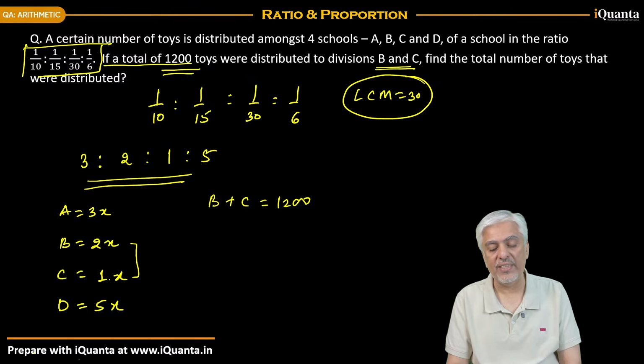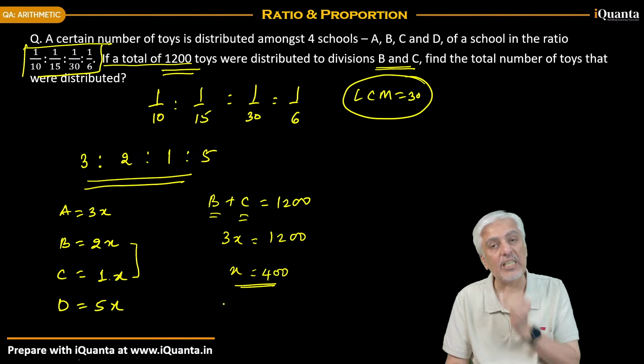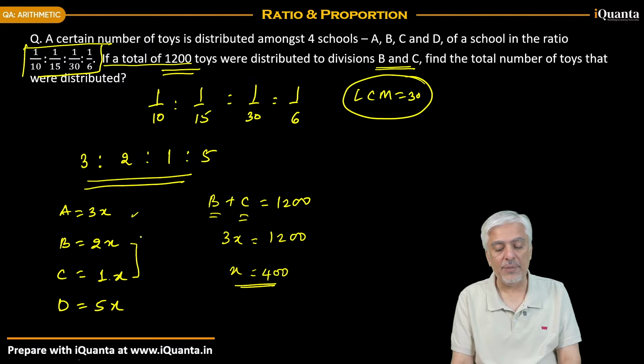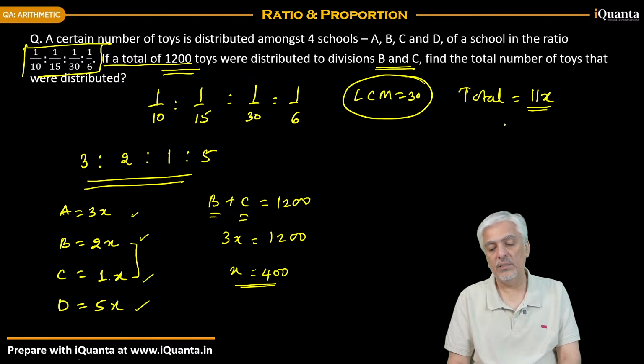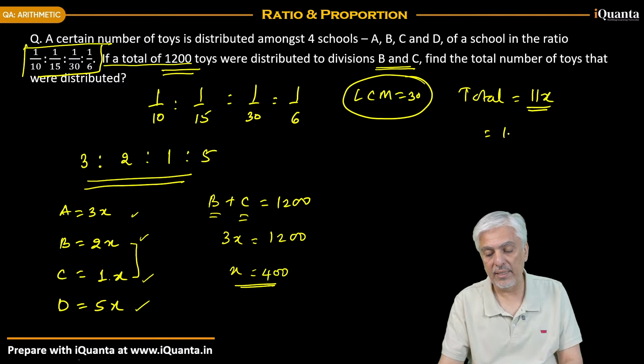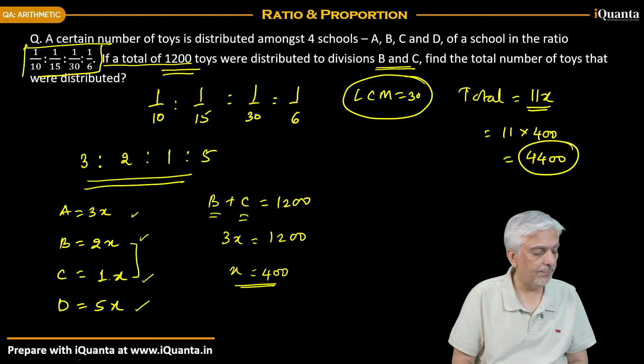So 2x plus 1x, 3x is 1200. And x will become 400. What have they asked for? Total number of toys. 3 plus 2, 5. 5 plus 1, 6. 6 plus 5, 11. Total is 11x. Don't find all of them individually. Waste of time. Total is 11x. 11 into 400, 4400. Everybody clear?